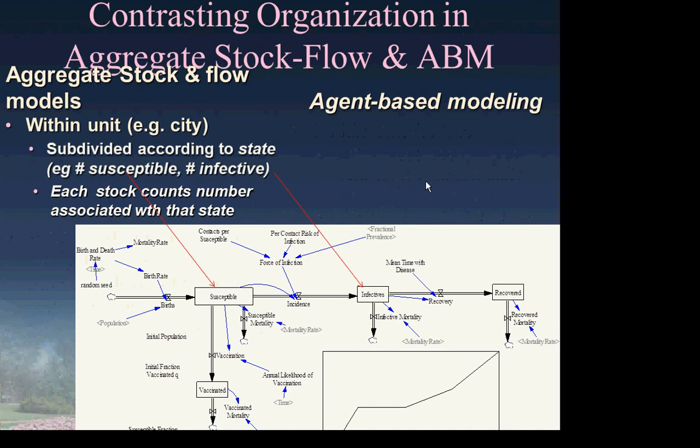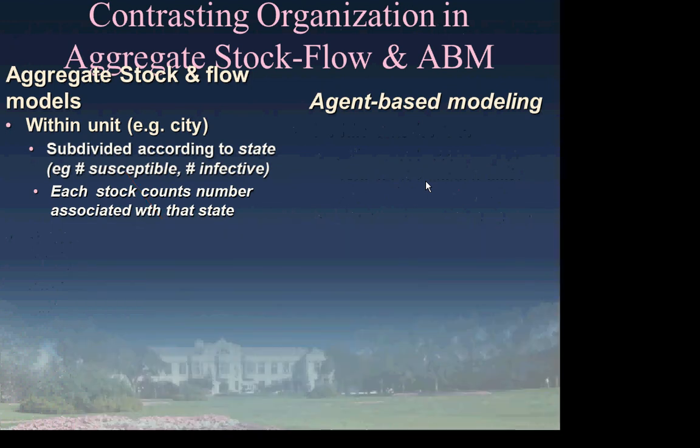But it was always a discrete sort of characterization. Even if we wanted to capture people of different ages, we would do so in age categories. So we'd have infectives of age 0 to 4, 5 to 9, 10 through 14, etc.